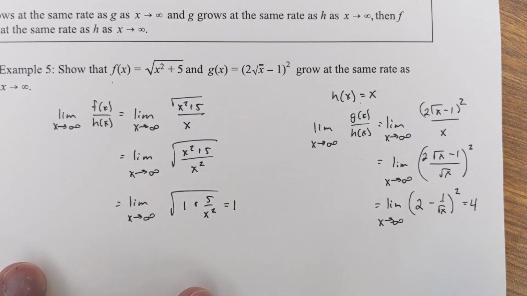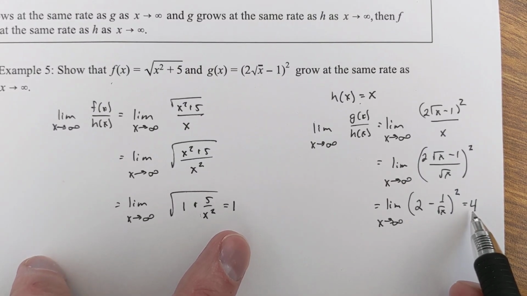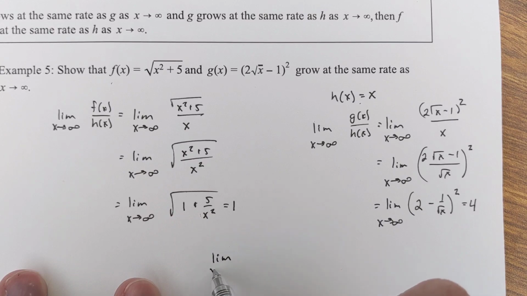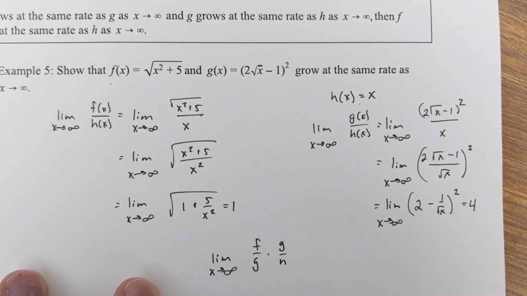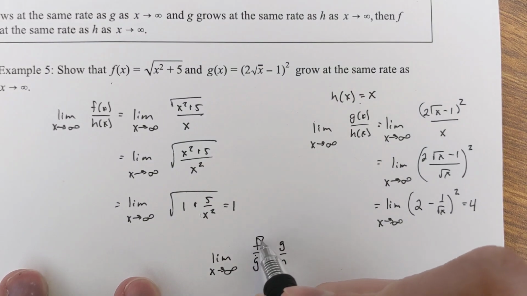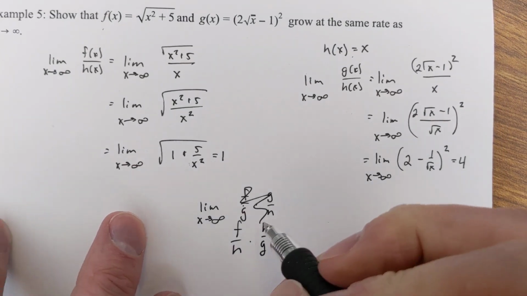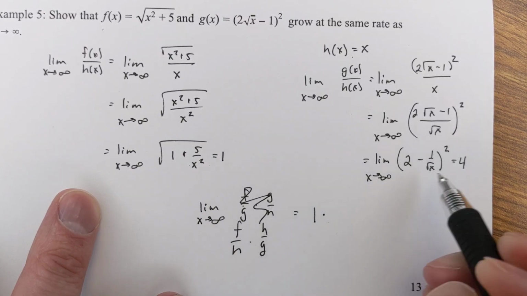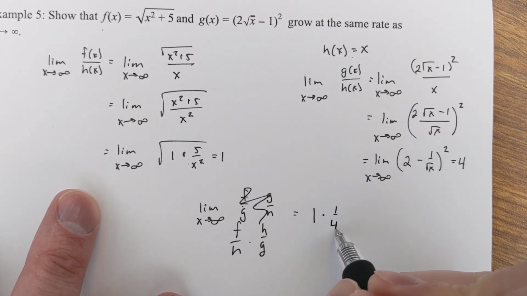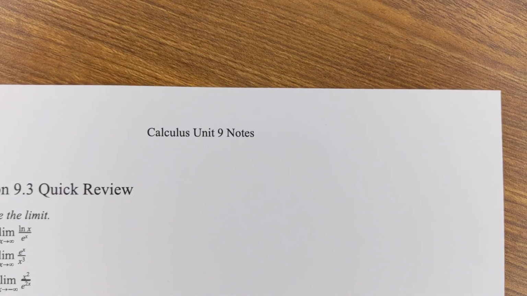So if we really want to work this out, they both go to numbers, so they grow at the same rate. But if you want to do this, you do the limit of f over g times g over h. Nope, that's wrong. Did that wrong. F over h times h over g. So f over h was right here. This is 1. H over g is the reciprocal of this, so 1/4. So you get a number, so they grow at the same rate. And that is the end of the section.